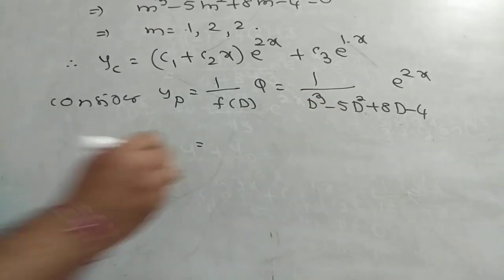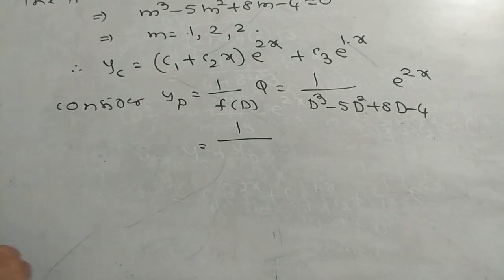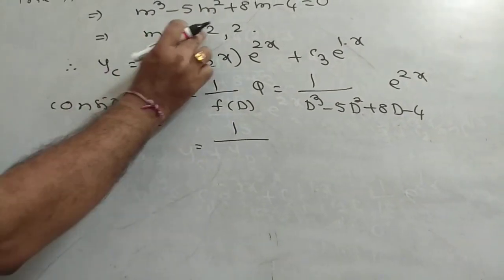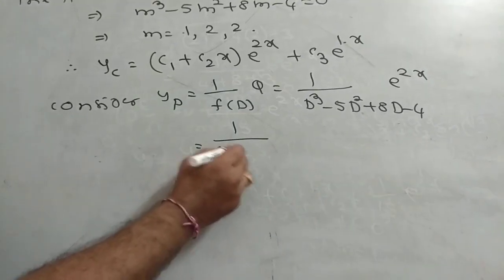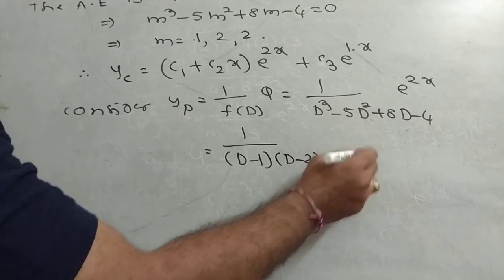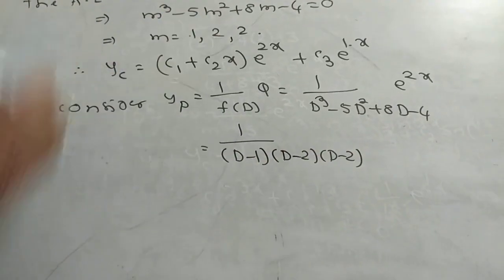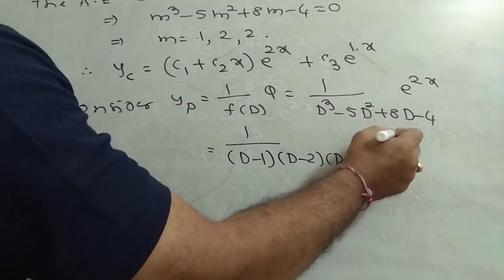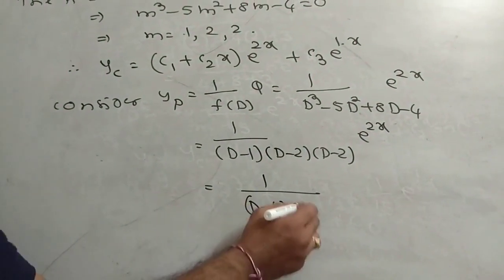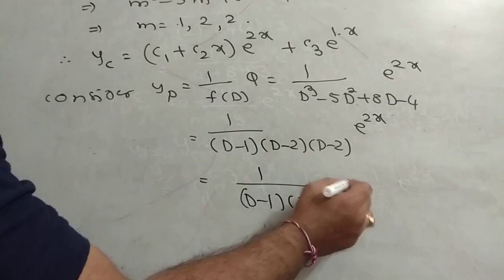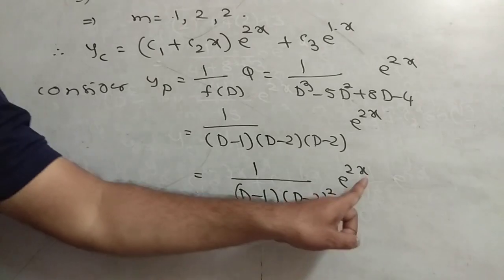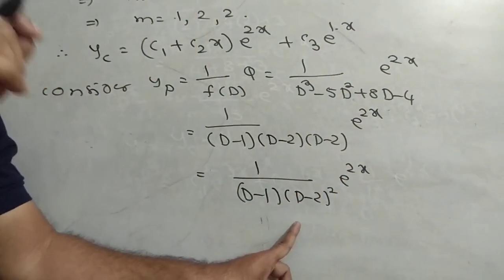When you are getting 0, better you write it down in the factors. The factors can be written based on the roots. The roots are 1, 2, 2. So in order to write down the factors: D minus 1, D minus 2, D minus 2. This is the way of writing the factors by using the roots. That e power 2x as it is. It is equal to 1 divided by (D minus 1) into (D minus 2) whole square, and it is e power 2x.